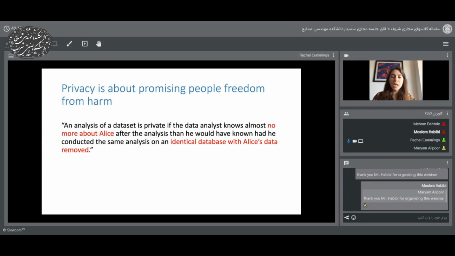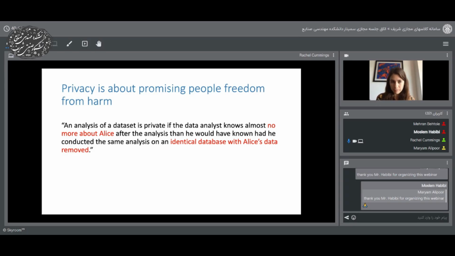And so now let's take a more intellectual, academic approach to privacy. If we agree privacy as an abstract concept is important, how do we formalize that into something that we can make mathematical? In this talk, we're going to take the approach that privacy is about promising people freedom from harm.